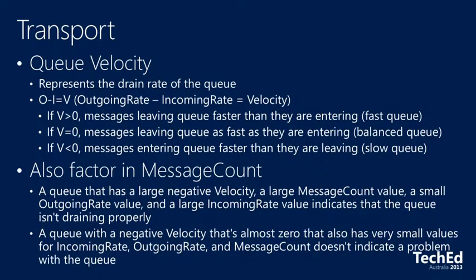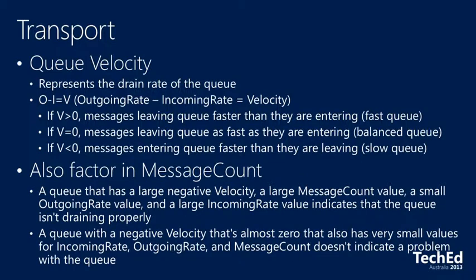So you can see queue velocity. It's either going to be a 0 value or a negative value. It will never be a positive value. 0 basically means your queue is emptying as fast as messages are coming in. And a negative value means that messages are coming in faster than they're leaving the queue. Obviously, you can't have a positive value. You can't have messages leaving faster than they're coming in.